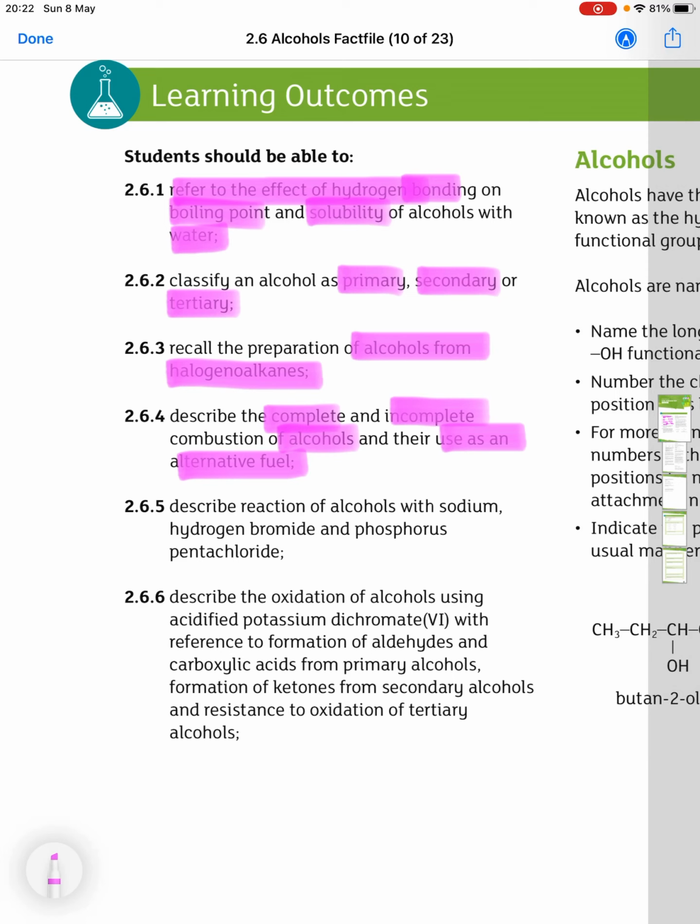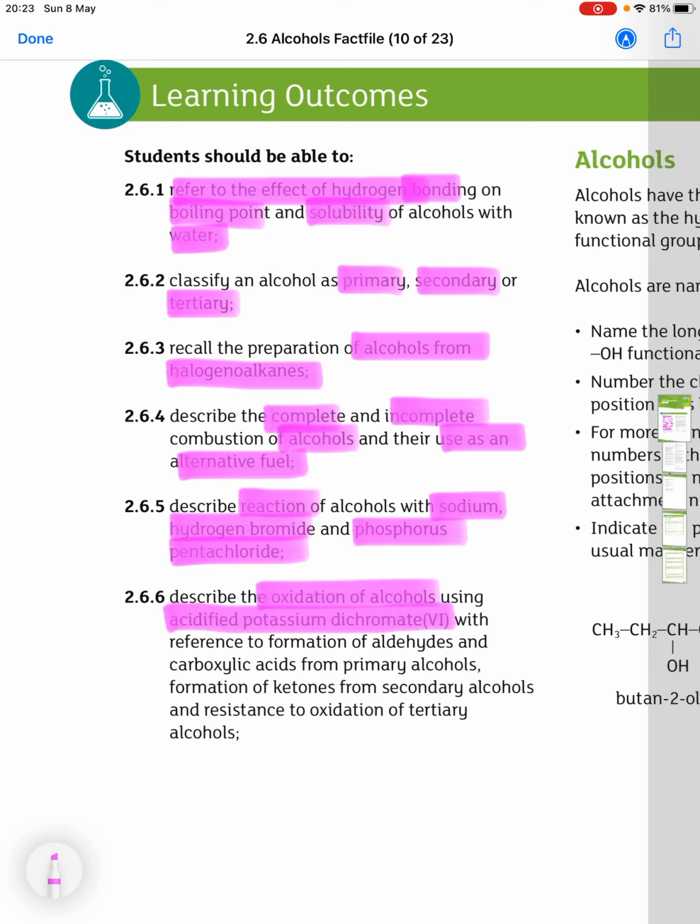To describe the reaction of alcohols with sodium, with hydrogen bromide and with phosphorus pentachloride. And finally, to describe the oxidation of alcohols using acidified potassium dichromate 7 with reference to formation of aldehydes and carboxylic acids from primary alcohols and ketones from secondary alcohols and the resistance to oxidation of the tertiary alcohols. And yes, there is a typo in there. It should be potassium dichromate 7, not potassium dichromate 6.